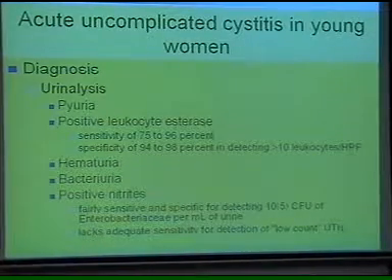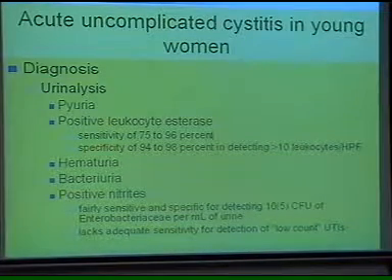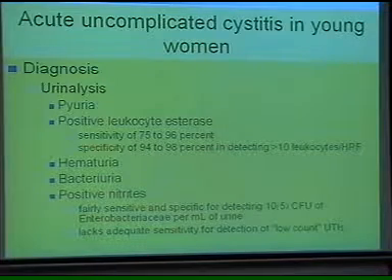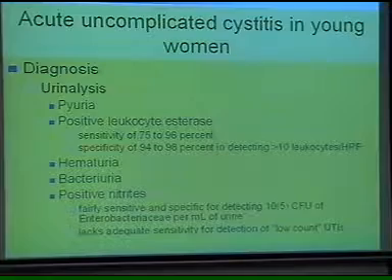The other thing is hematuria. Urethritis and vaginitis usually don't cause hematuria. So if hematuria is present, it denotes that the patient probably has a cystitis or upper urinary tract infection.